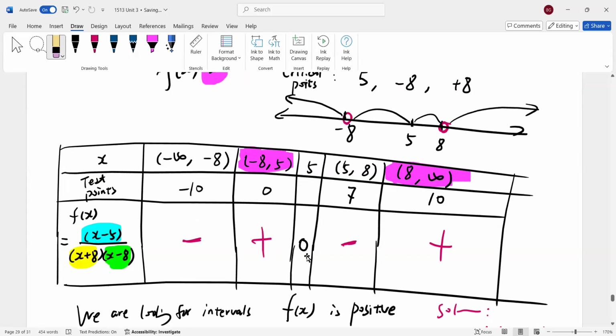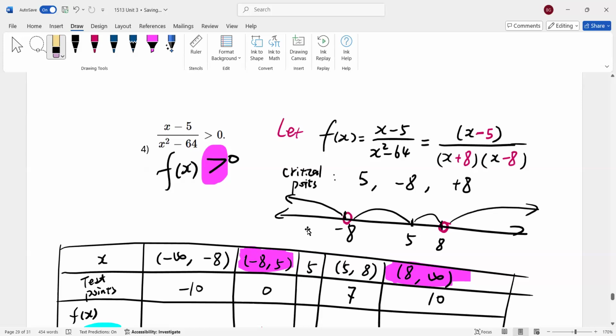The process is very similar. The only difference is when we identify the critical points. They include the zeros of the numerator, also zeros of the denominator. Also, we know zeros in the denominator are not in the domain. So we have to consider the boundary, the endpoints of each interval. That is the different part.